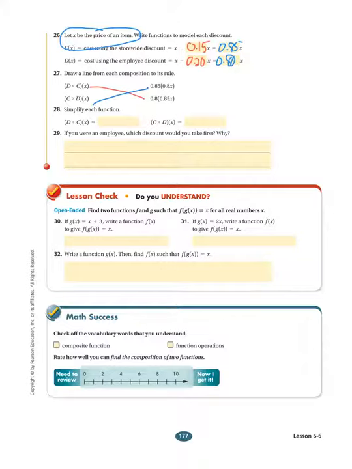Then we're going to simplify each function, so we're going to actually multiply out. So D of C of x is actually going to equal 0.8 times 0.85, and we get 0.68x. Then if you multiply this out, 0.85 times 0.8, don't you get the same thing?